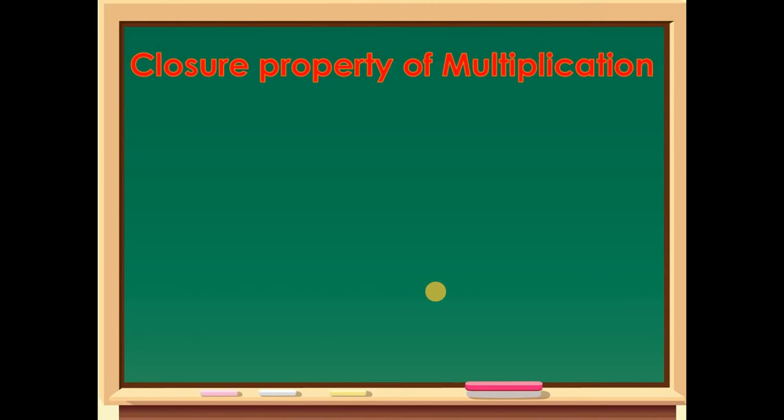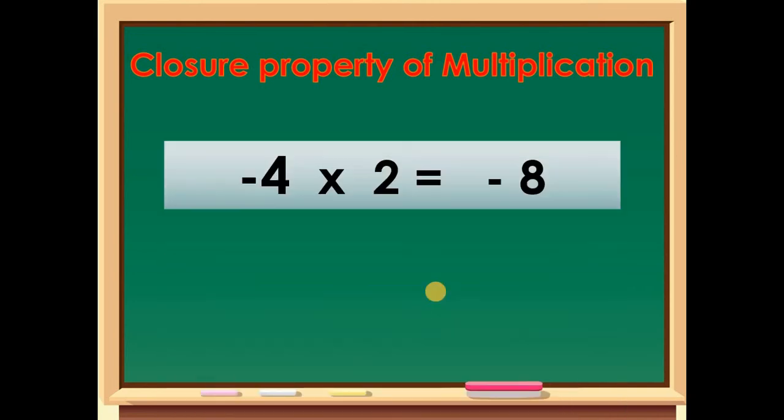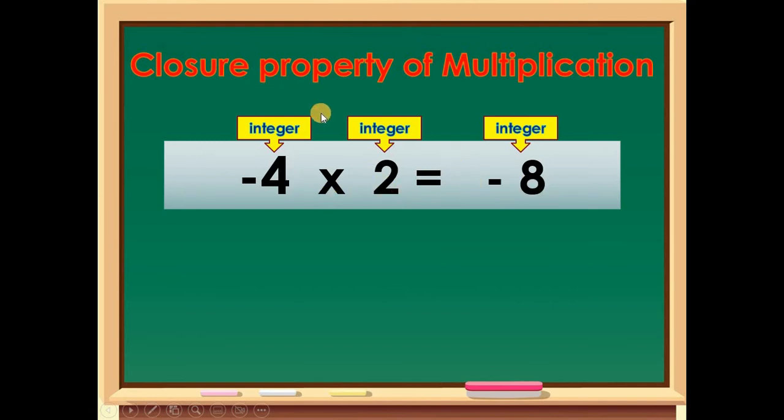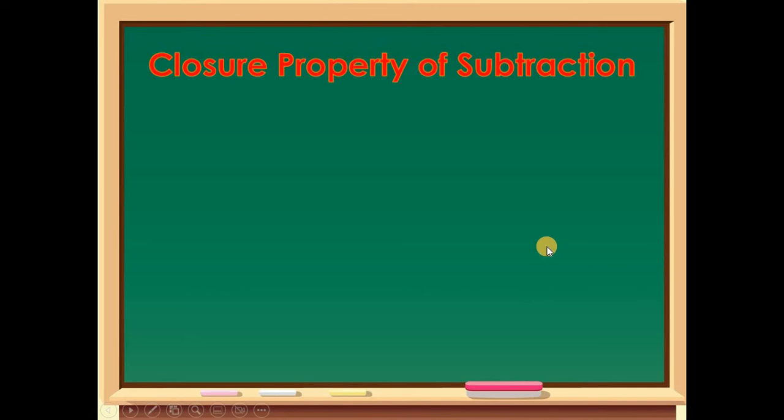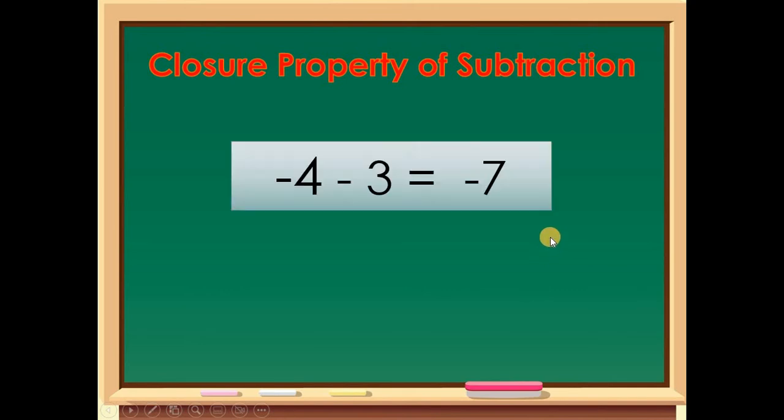So, tignan naman natin sa multiplication. Tignan nga natin. Okay, so we have here negative 4. So, that is an integer. Times 2. So, negative 4 times 2. So, itong 2 dito is an integer din. So, itong negative 8 is also an integer. So, kasi negative 4 times 2 is equivalent to negative 8. So, therefore, closure siya.